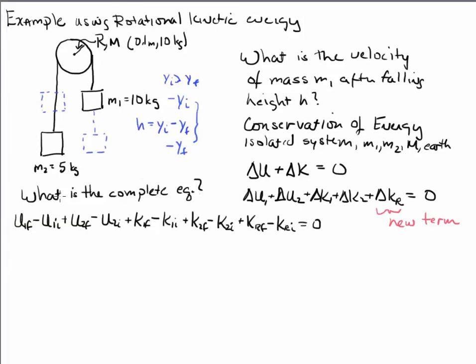We're going to have the potential energy of mass 1 final minus the potential energy of mass 1 initial, plus the potential energy of mass 2 final minus the potential energy of mass 2 initial, plus the kinetic energy of mass 1 final minus kinetic energy of mass 1 initial, plus the kinetic energy of mass 2 final minus the kinetic energy of mass 2 initial, plus the rotational kinetic energy final minus rotational kinetic energy initial.